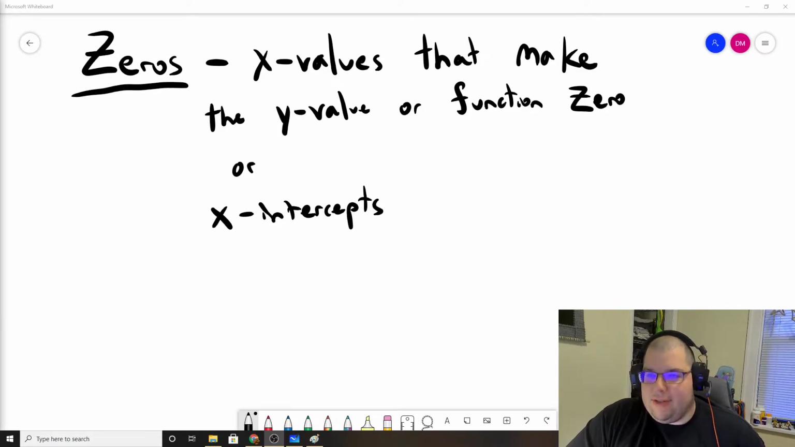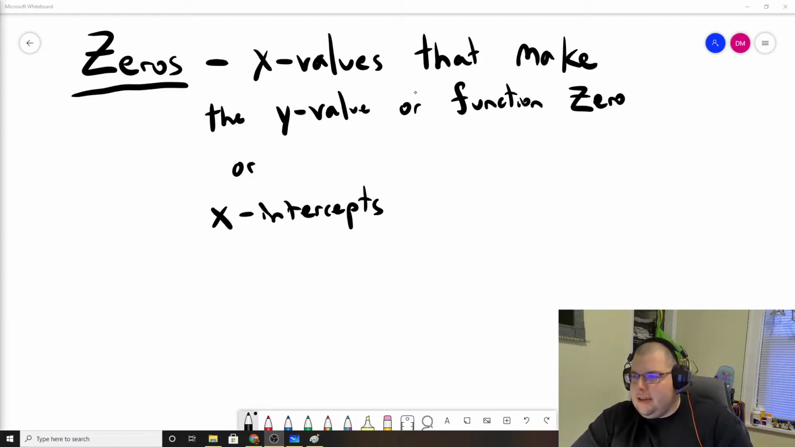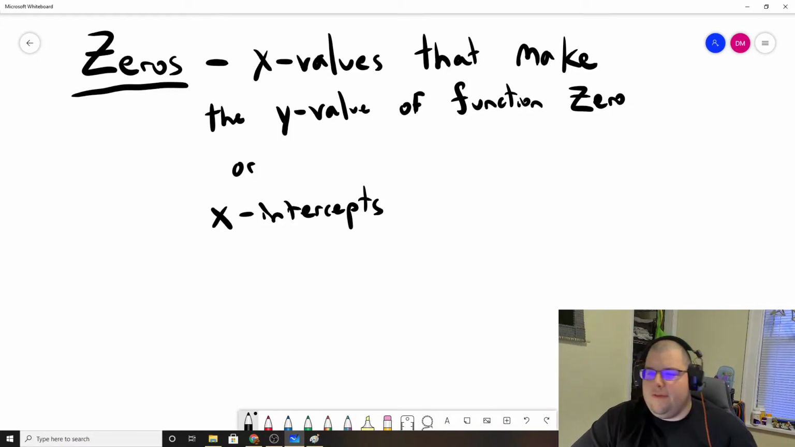Today we're going to talk about zeros, what they are, what they mean, how to find them, that sort of thing. We're going to, of course, start slow, but very first we need to start with a definition. Zeros are x values that make the y value of the function 0. Or we could just think of them as x-intercepts. So these are going to be the x values where our function crosses the x-axis.